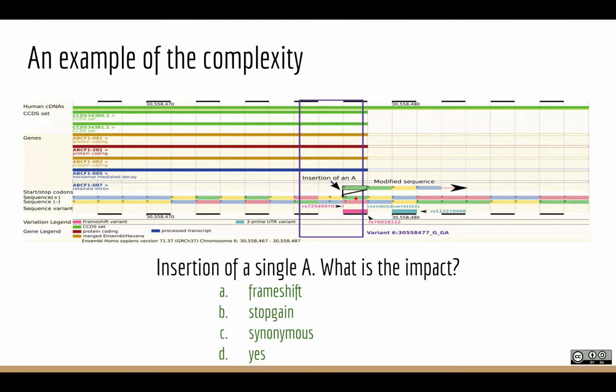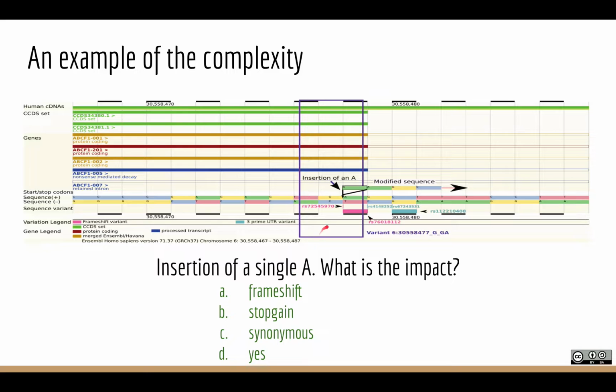So if you were writing software to predict what the impact of that single A insertion is, there are many different options. It's an insertion of one nucleotide that is within the codon, so that, by definition, leads to a frameshift. It shifts the reading frame by one nucleotide. So you could say, all right, if I see this, I'm going to write the code, and it's going to return frameshift, and that's going to print to the file.